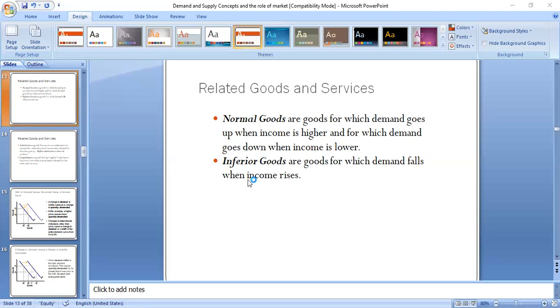Whereas for an inferior good, it's the opposite, right? For an inferior good, there is a negative relationship between the income of a consumer and the quantity demanded of that good. When the income of a consumer increases, the quantity for that good will reduce. And I cannot tell you that this particular kind of good is an inferior good, because what is inferior to you might not be inferior to me.